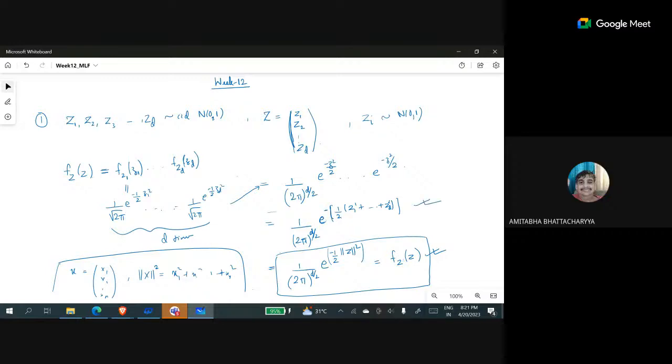Actually, why are we doing this? After this, we'll come to the next step. This is just to give an idea: if you have some n or d IID random variables coming from a normal distribution, I can write the joint density in this form. Okay, now we'll proceed further.